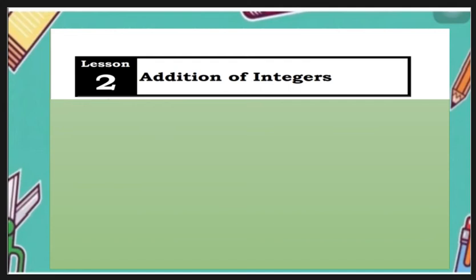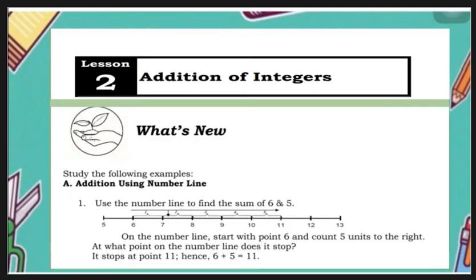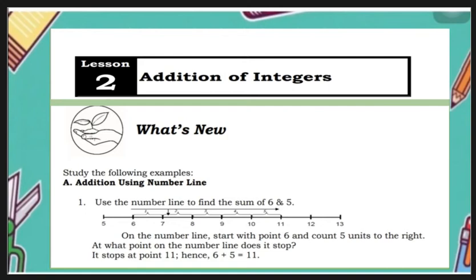Okay, so lesson 2 is all about the addition of integers. In the previous lesson, you have learned that the absolute value of a number is the distance of a number from 0. Now let's proceed to the operations of integers. So, addition of integers. Study the following example. Addition using number line.